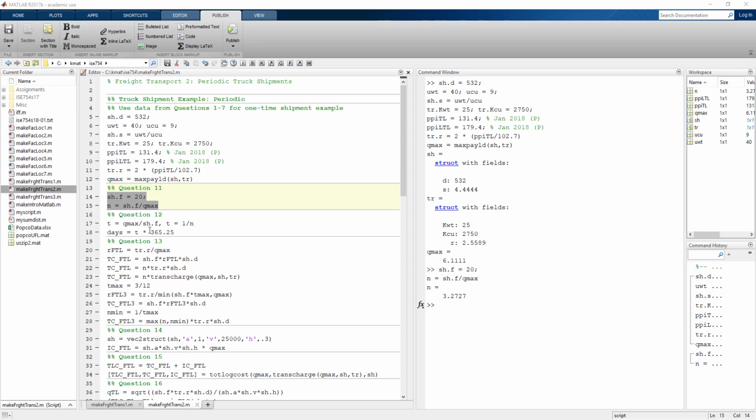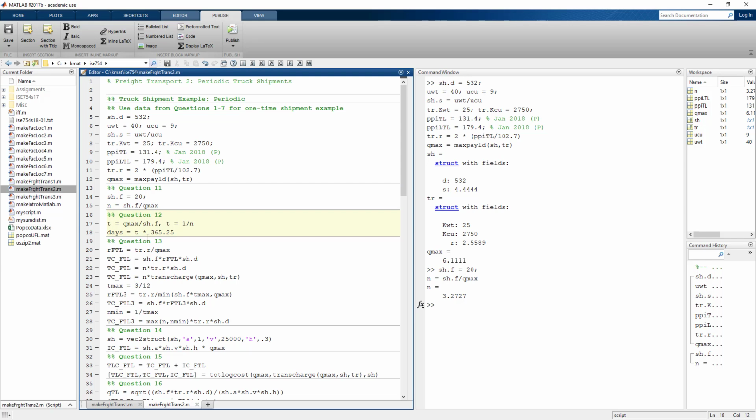For question number 12, what is the shipment interval? Well, that's just 1 over the frequency. And then for the number of days per shipment, we can multiply the interval in years by 365.25, since we're not restricting it to a particular year that may or may not be a leap year. Since 3/4 of the years are not leap years and only 1 out of 4 is, we can use 0.25 to keep all of the accuracy.